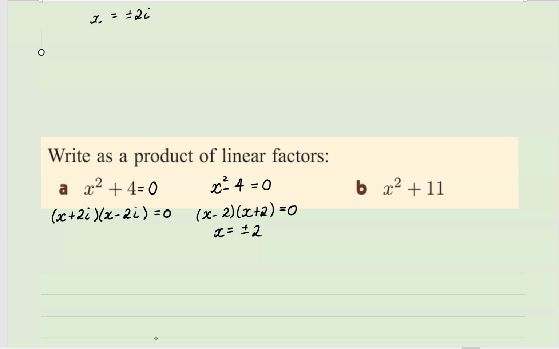And let's just check with the expansion here. So x times x, I get my x squared, which is great. X times minus 2i, I get minus 2ix, but then I get the plus 2ix. So your middle terms disappear.